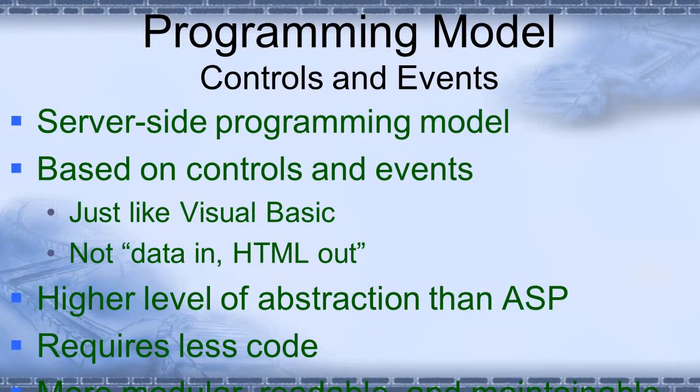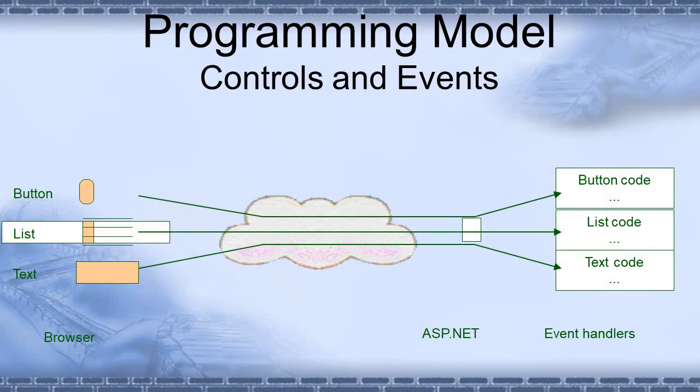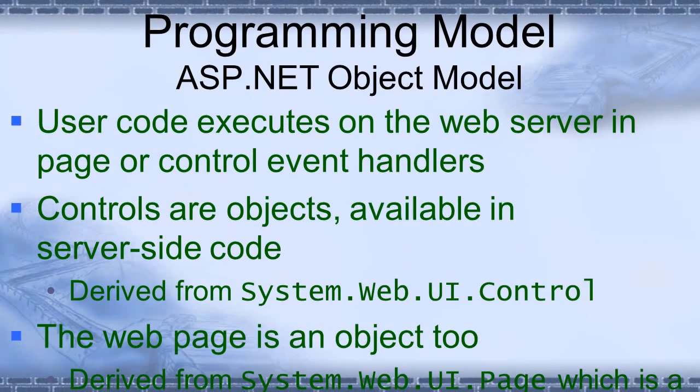Server-side programming model based on controls and events, just like Visual Basic, not data in, HTML out. A higher level of abstraction than ASP, requiring less coding. Controls: button, list, text box, browser, ASP.NET event handler, text code, list code, button code. Programming model, object model. User code executes on the web server in page or control event handlers. Controls are objects available in server-side coding.